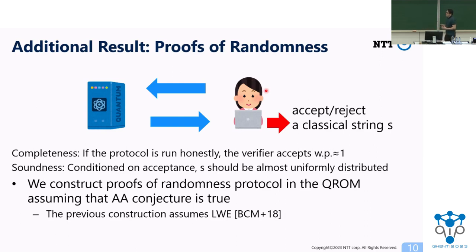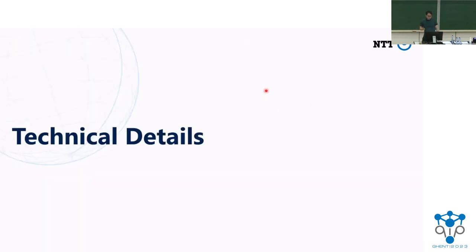So this can be seen as a protocol to delegate the generation of a random string to untrusted quantum computers in a verifiable manner. And we construct such a proof of randomness protocol in the quantum random oracle model, assuming that the Aaronson-Ambainis conjecture is true. The previous construction of such a protocol was based on LWE, which is some structured assumption. So ours is the first protocol to construct proofs of randomness without structure. Okay, so from now, I would like to move on to the more technical part.